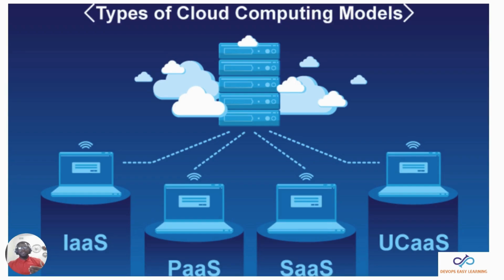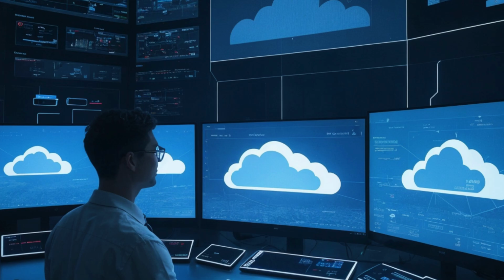Now we know that there is not just a one-size-fits-all, and the cloud is tailored to meet diverse needs through models like IaaS, PaaS, SaaS, and UCaaS. We are going to dive deep into each of these models and see how important each one of these plays in building up an infrastructure for a company.